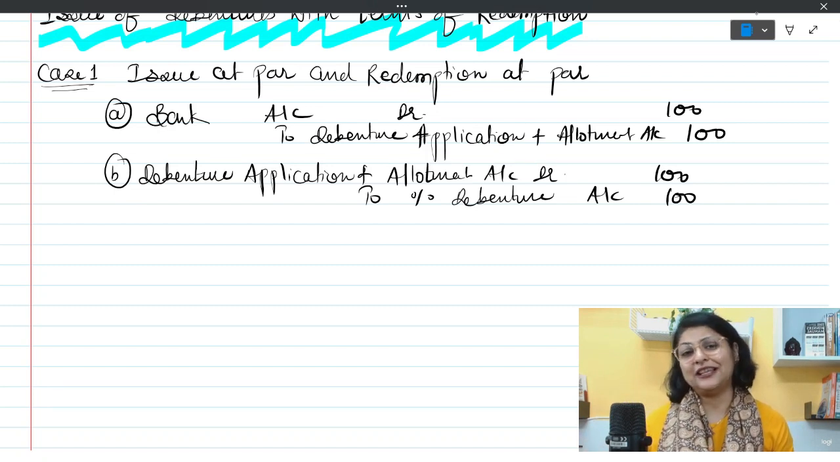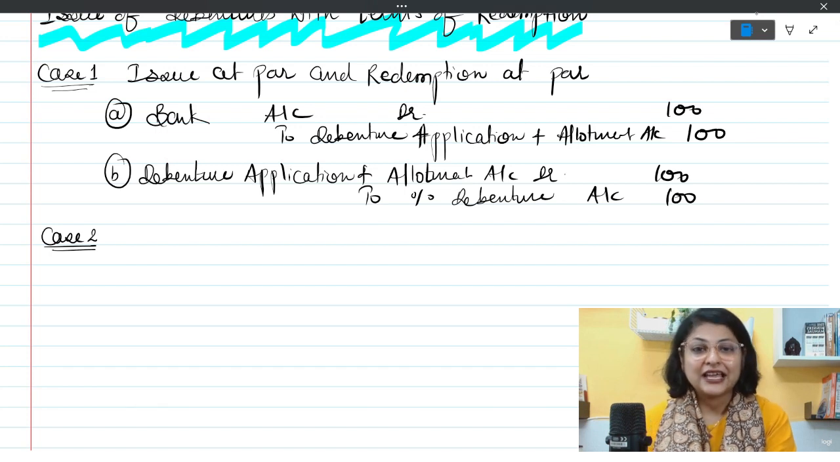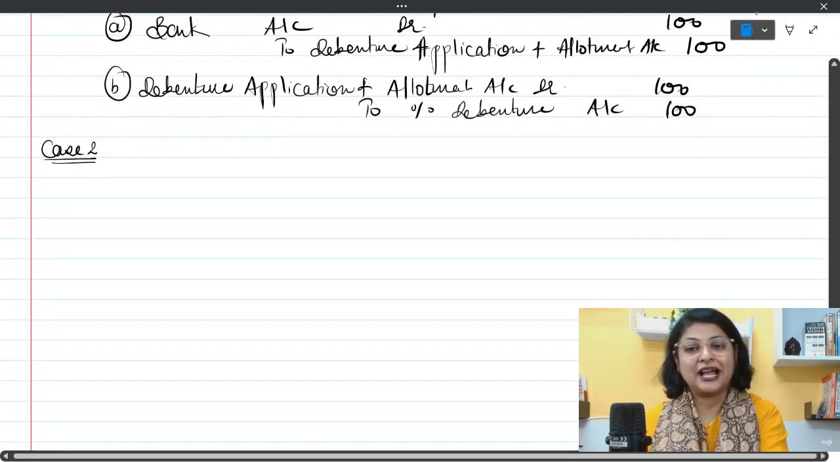You will not feel any difference. This is how we were doing all the questions till now. Now let us go to case number 2. Case number 2 is issue of debentures at discount and redeemable at par.